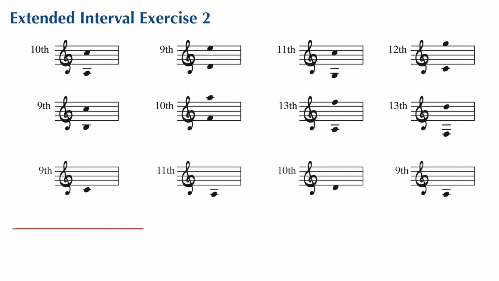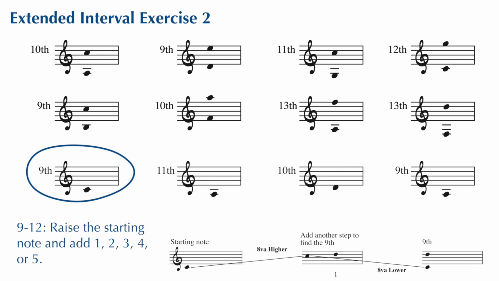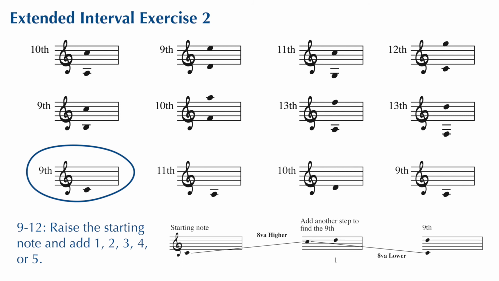Numbers 9 through 12, we're going to use method 3, where we raise the starting note and then we add 1, 2, 3, 4, 5, or 6, depending on what interval we want to write. Number 9, we're going to write a ninth above this C. Take that starting note, that C, raise it an octave, and we want to write a ninth, so we add one more step, find ourselves on a D. So our ninth above low C is this 4th line D.